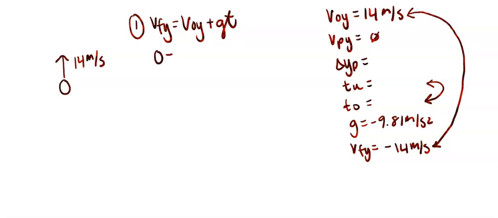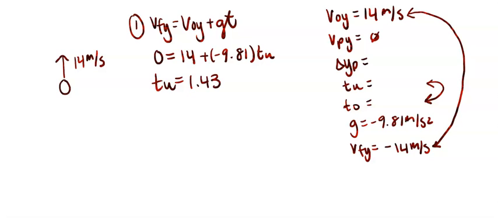So as far as different things go, I'm going to find how long it takes to reach the peak first. I'm going to use v final y is v initial y plus gravity times time. So that's 0 is equal to 14 plus negative 9.81 times time. So solving for the time, I'm going to get my time up value, which is how long it takes to reach the peak, of 1.43 seconds. So that answers question B.